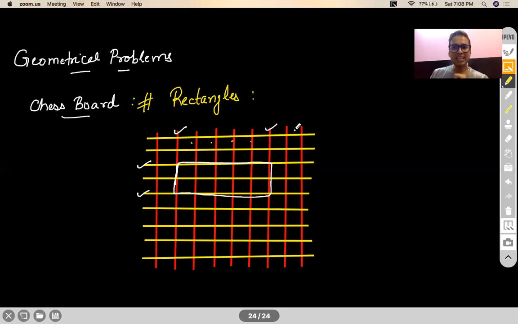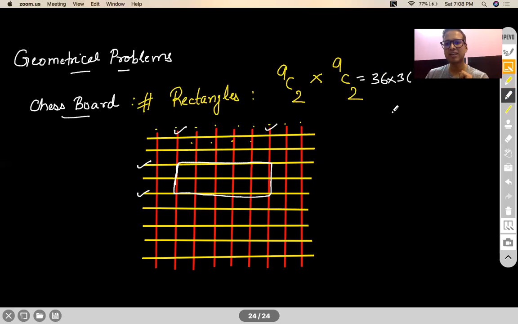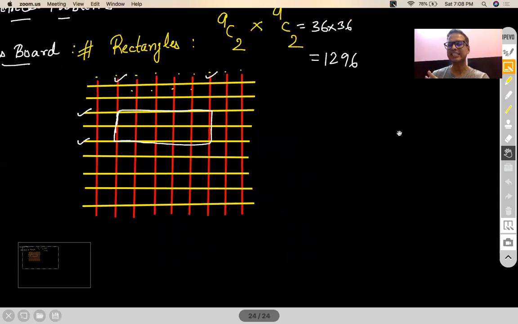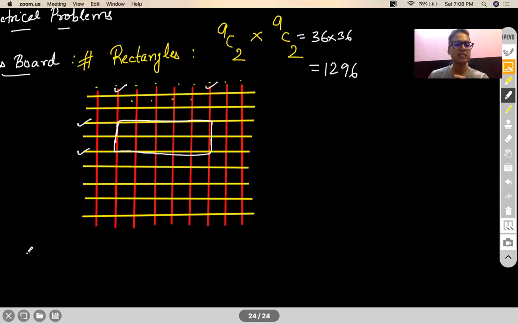Now, how many red sticks are there altogether? If you count, there will be 1, 2, 3, 4, 5, 6, 7, 8, 9 red sticks are there. If you pick any two out of them, and similarly yellow sticks will also be 9 in number. If you pick any two out of them, then these many rectangles will be formed, which basically comes out to be 36 into 36. 1296 rectangles are there on a chessboard. Okay, these results are very well known. Any serious JEE aspirant will remember this result.